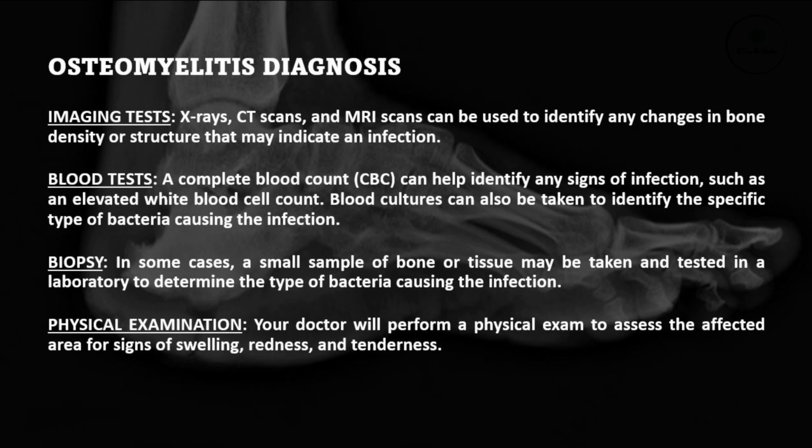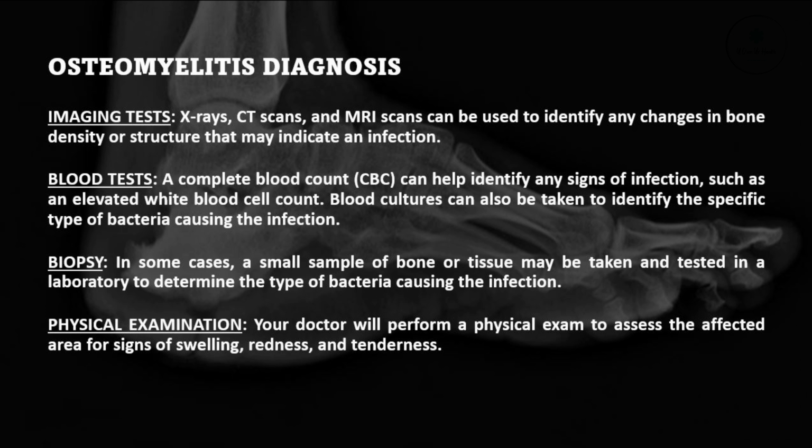Osteomyelitis diagnosis. Diagnosing osteomyelitis typically involves a combination of imaging tests, blood tests, and a physical examination. Here are some of the common methods used to diagnose osteomyelitis. Imaging tests. X-rays, CT scans, and MRI scans can be used to identify any changes in bone density or structure that may indicate an infection.